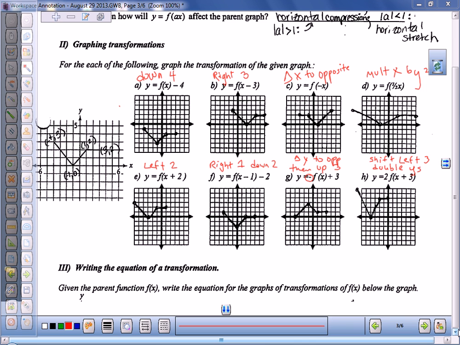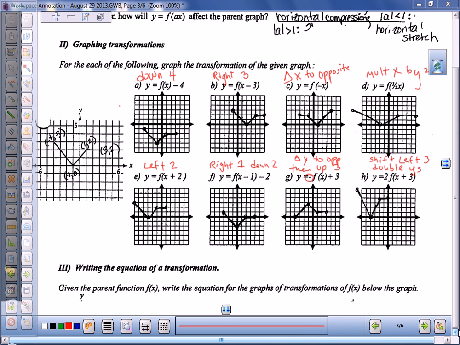F of half x. So if it affects the x, we always do the opposite. The opposite of multiplying by half is multiplying by 2. So we take each of these x values and multiply them by 2. It is a horizontal stretch by a scale factor of 2.